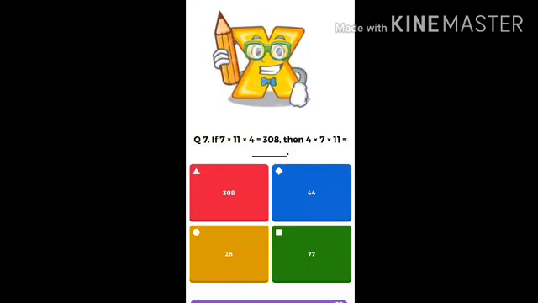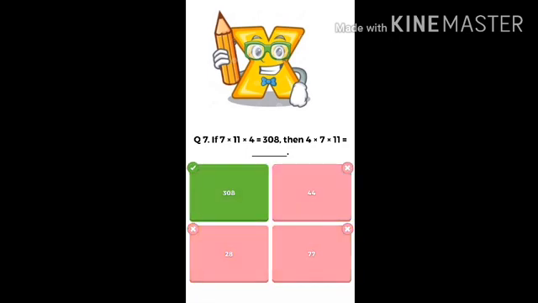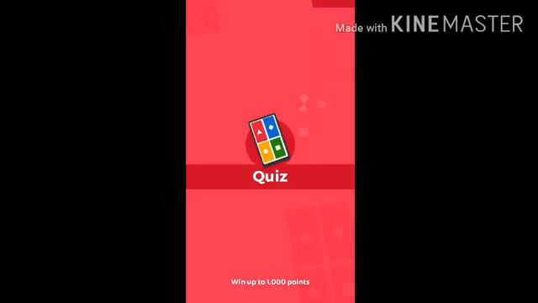If 7 multiplied by 11 multiplied by 4 is equal to 308, then 4 multiplied by 7 multiplied by 11 is equal to what? Very simple, and without any calculation you can easily find out the answer, as we can multiply the numbers in any order. The product will remain the same. So the answer is 308.